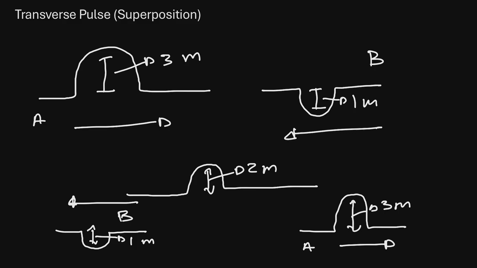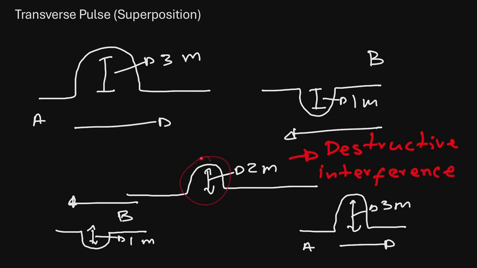So now, when two pulses meet and they form a smaller pulse, this type of interference is called a destructive interference. So a destructive interference is whereby the amplitudes subtract to form a smaller amplitude when the pulses meet.